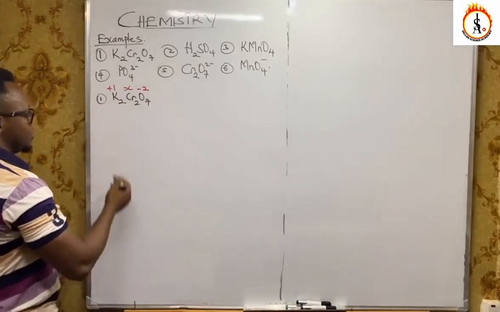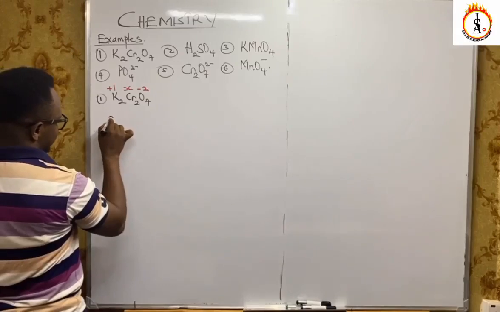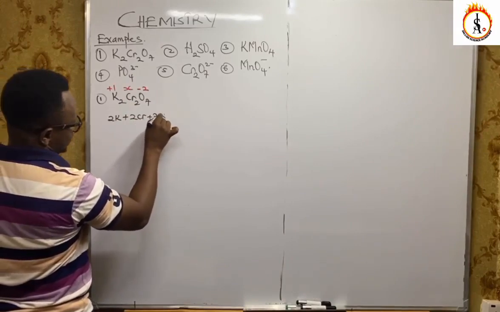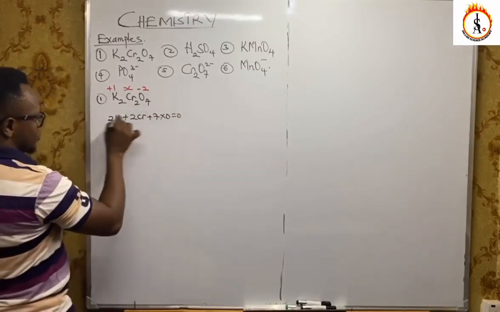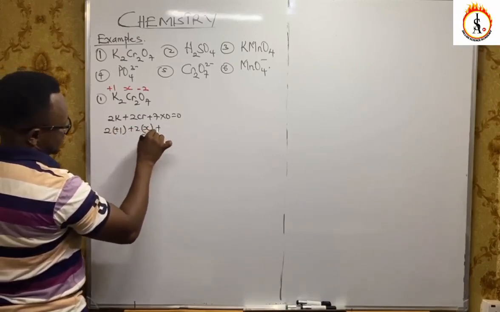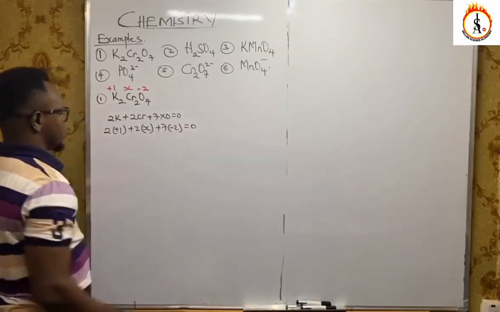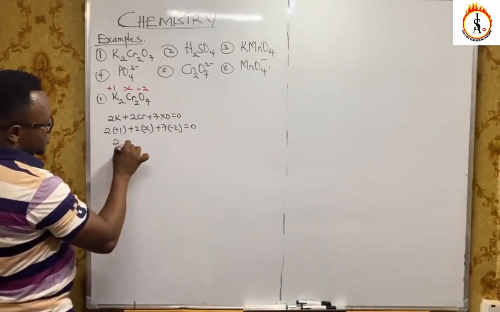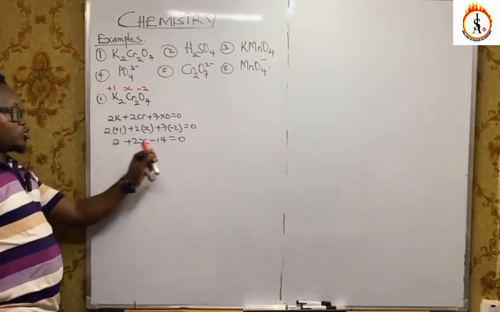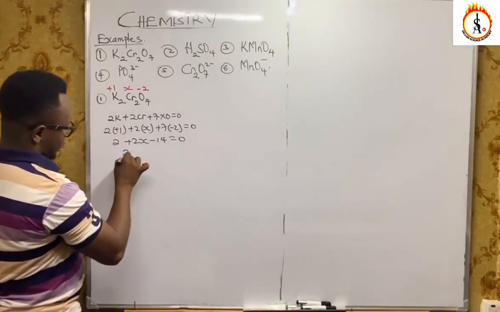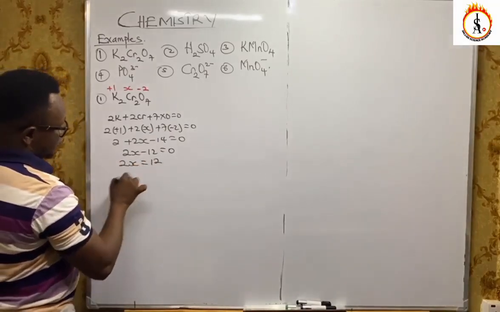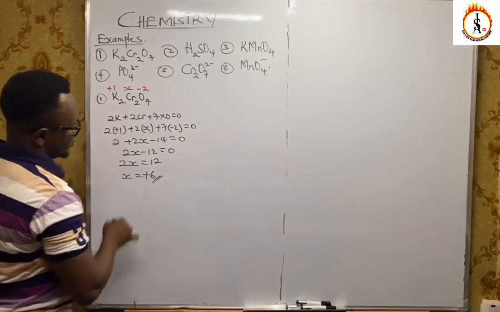So working this out, the potassium here, we have 2 atoms, so it's going to be 2K. Here we say 2Cr plus 7 oxygen, everything will be 0. So this will give us 2 into +1 plus 2 into X plus 7 into -2, everything will be 0. So this will give us 2 here plus 2X, and this will give us -14 is equal to 0. So +2 minus 14 gives us -12. So 2X minus 12 is equal to 0. We can transpose this. So 2X will be equal to 12. And the value of X will be +6.